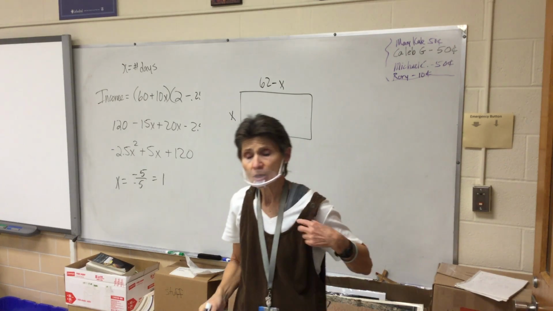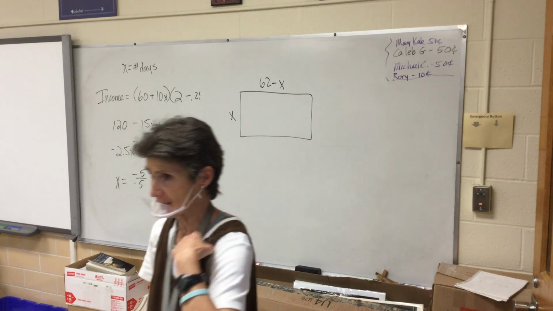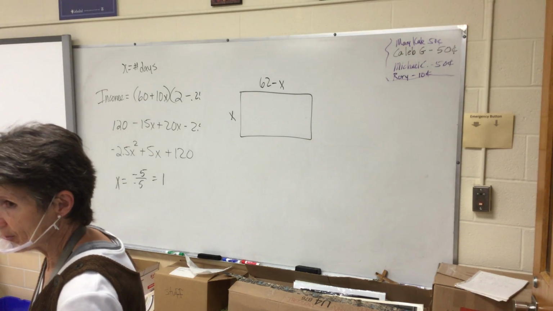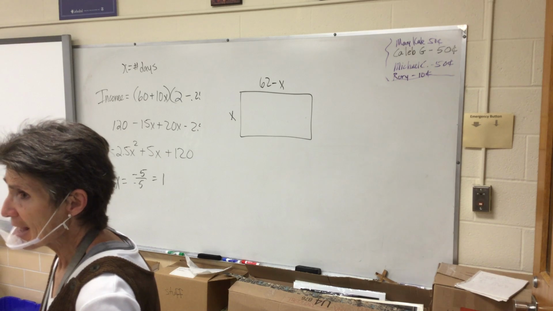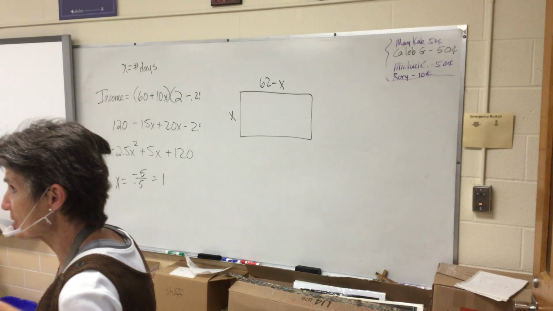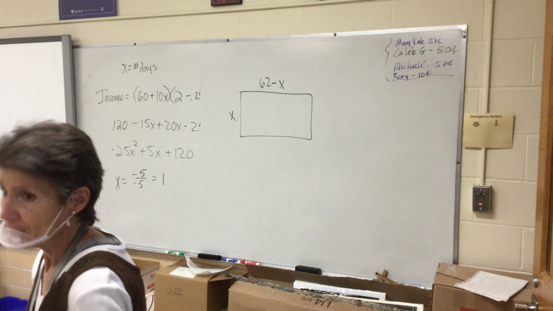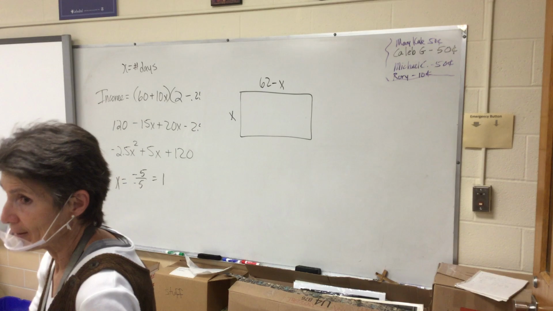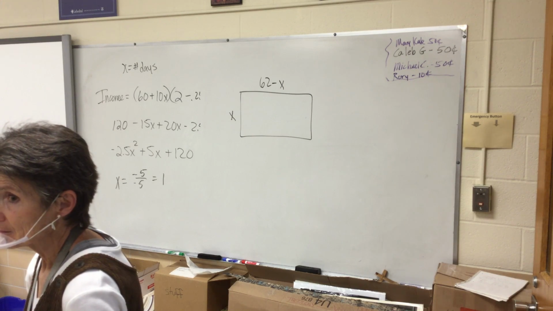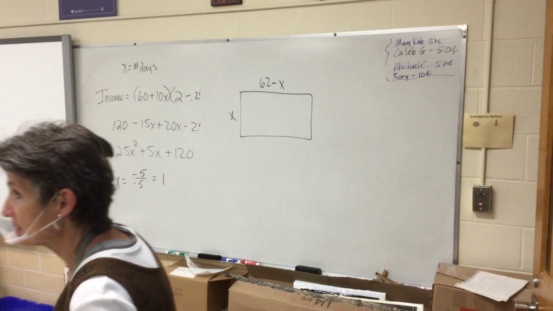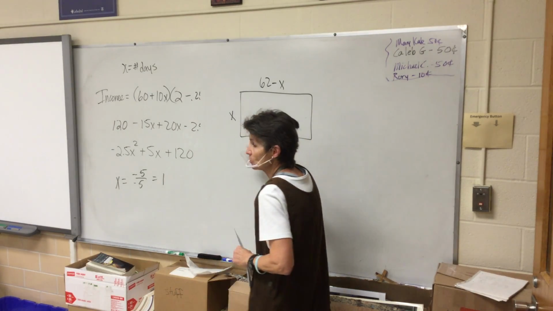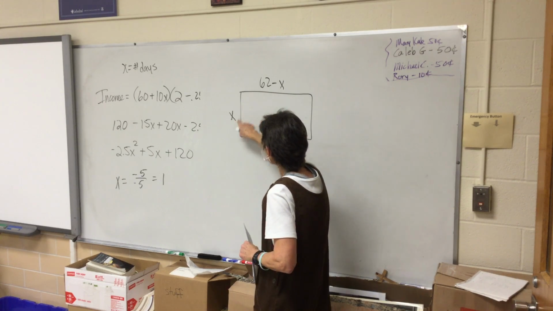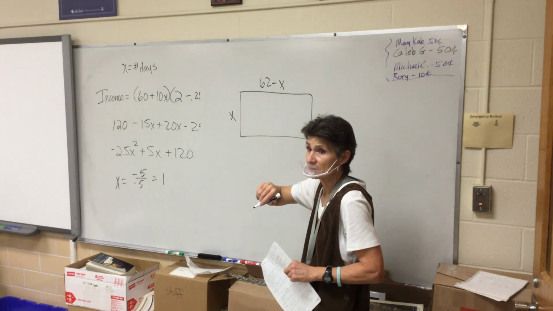Now, how did I know that was going to be 62 minus X? Keep in mind the perimeter is 124. That means 2 lengths and 2 widths make 124. So what is 1 length and 1 width going to make? 62, right? If all the way around is 124, isn't half of it 62? So if that's X, that's 62 minus X.